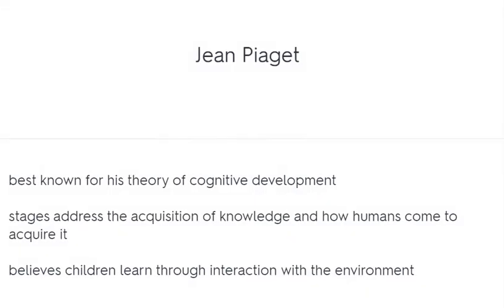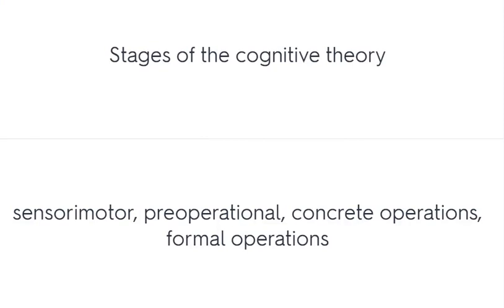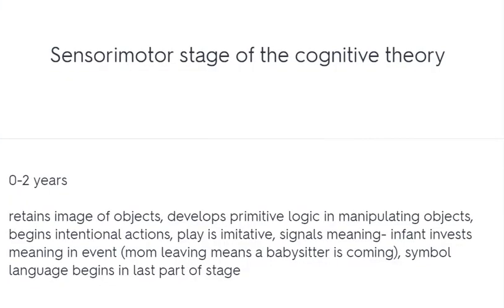Jean Piaget, best known for his theory of cognitive development stages, addressed the acquisition of knowledge and how humans come to acquire it. He believed children learn through interaction with the environment. Stages of the cognitive theory: sensorimotor, pre-operational, concrete operations, formal operations. Sensorimotor stage: 0 to 2 years, retains image of objects, develops primitive logic in manipulating objects, begins intentional actions, play is imitative, signals meaning, infant invests meaning in event, symbolic language begins in last part of stage.